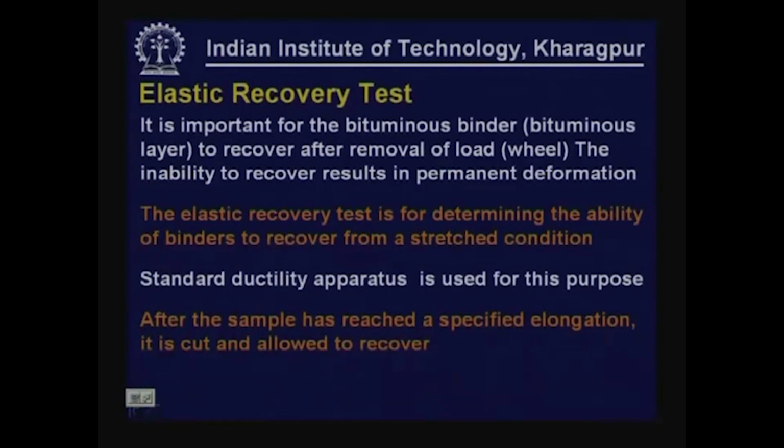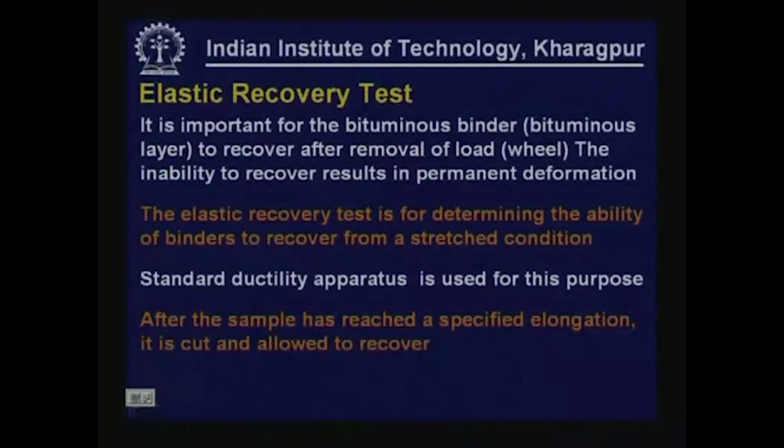This is very important for a bituminous binder to recover after removal of load, that is load that is caused by application of wheel loads. The inability to recover results in permanent deformation. If it cannot recover, that means permanent deformation, that leads to rutting. So, we want the binders to have sufficient ability to recover once the load is removed, that is reflected in terms of elastic recovery.